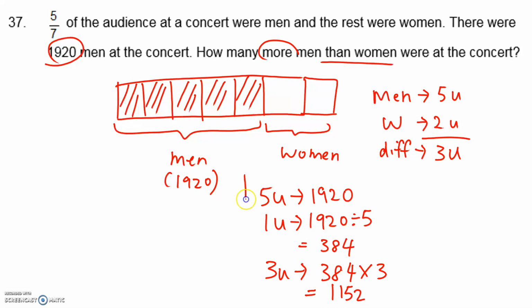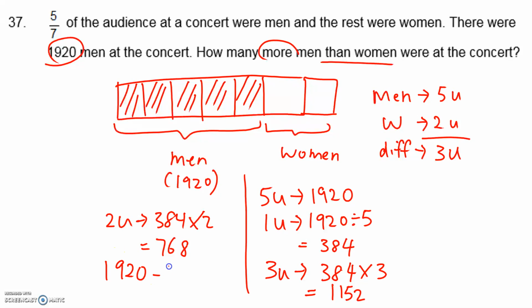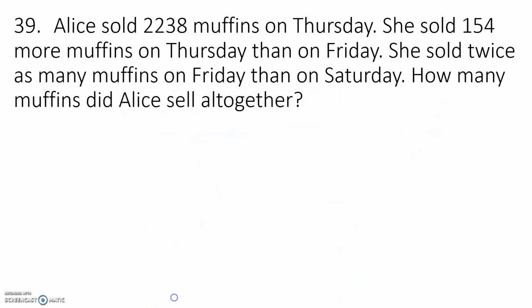Some of you may have a different method. You would find out how many women there are, maybe 2 units of women, which is 384 times 2, gives you 768, and then you find out the difference by subtracting, and you will also get the same answer as well. Okay, alright.